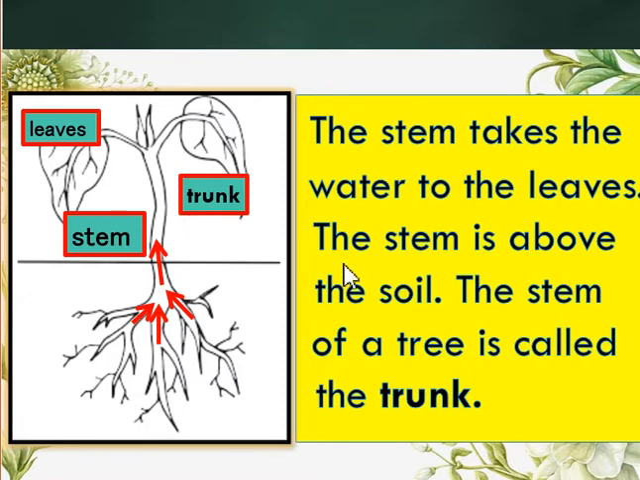Very good. And the stem is above the soil. Here, you look at this one. The stem is above the soil. The stem of a tree is called the trunk. Very good. This one is the trunk.